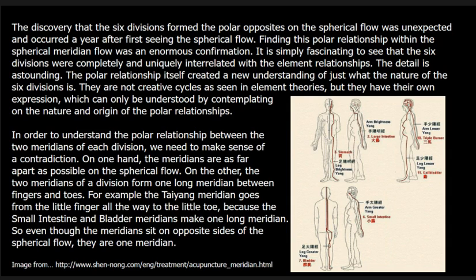For example, the Tai Yang meridian goes from the little finger all the way to the little toe, because the small intestine and bladder meridians make one long meridian. So even though the meridians sit on opposite sides of the spherical flow, they are one meridian.